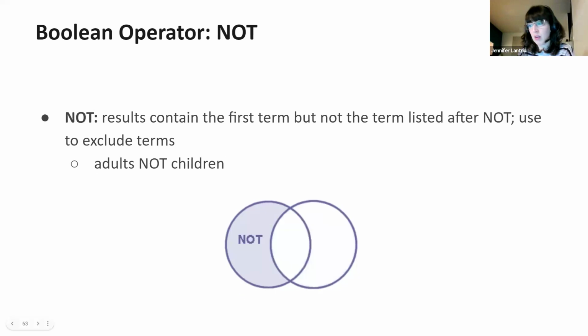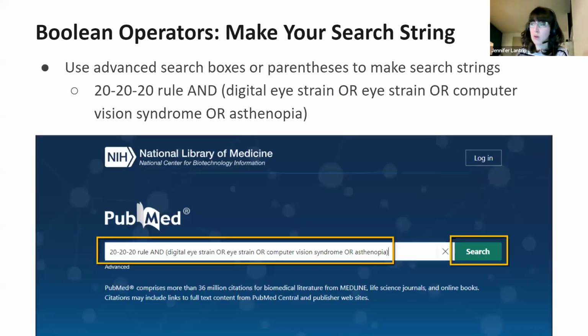You could also use NOT to exclude search terms that are to the right of the NOT. For example, if you wanted to find articles that were about adults and not about children, you could search for adults NOT children. However, I don't suggest using NOT because you might exclude relevant articles unintentionally, and it's usually possible to limit your search results to relevant articles with just AND and OR.